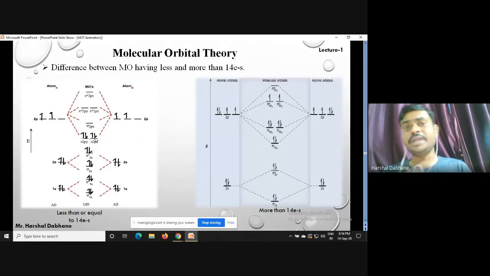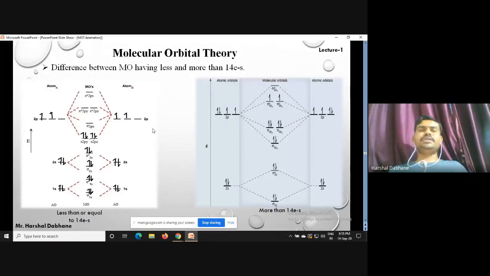Okay, so this is the main difference between the molecular orbital diagram of those systems having less than or equal to 14 electrons, and those having more than 14 electrons. This concept is much more important. Whenever you have to draw this diagram, you have to keep this concept in your mind. First understand how many electrons are present in that molecule, then try to draw this. So this is all about the difference between the molecular orbital diagram of less than or equal to 14 and more than 14 electrons.